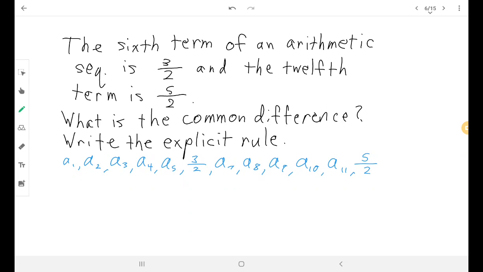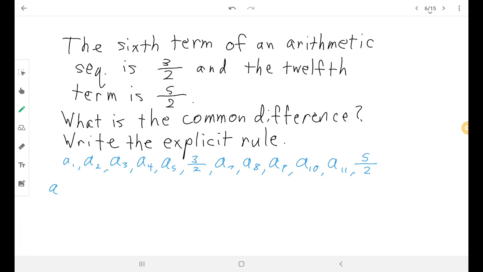And the 12th term is 5 over 2. So let's focus on writing the explicit rule first. And the way we're going to be able to do that is we have two of them. We can set up a system of equations.